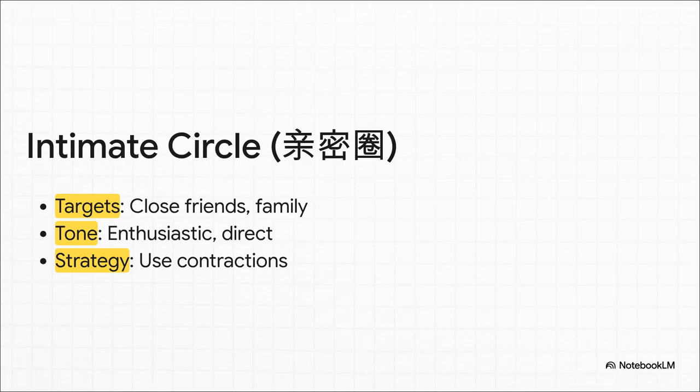Let's look at the first level, the informal intimate circle, or 非正式亲密群. These are your close friends, family members, and familiar coworkers. Your tone here should be enthusiastic, direct, and very conversational. For this intimate circle, you actually want to use strong emotional words like awesome or terrible, and it is absolutely critical here to use conversational phrases and contractions. Writing I am instead of I'm to your best friend, it honestly sounds robotic and completely wrong for this context.